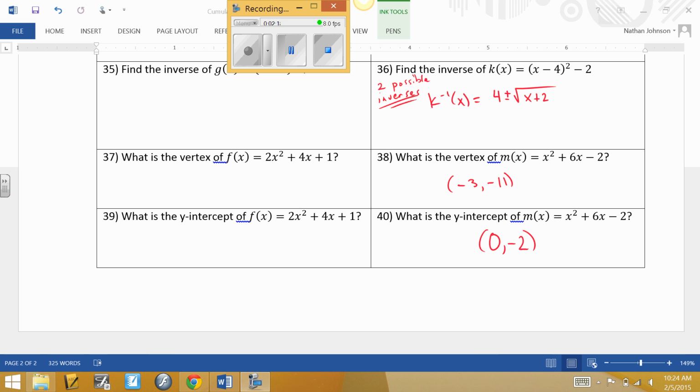Remember on 36, to really know what the inverse would be for a quadratic, someone would have to restrict the domain to either the positive numbers or the negatives. No one did on this problem, so we show both possible inverses here. We'd actually have to choose one or the other based on a restricted domain if someone had given us one.